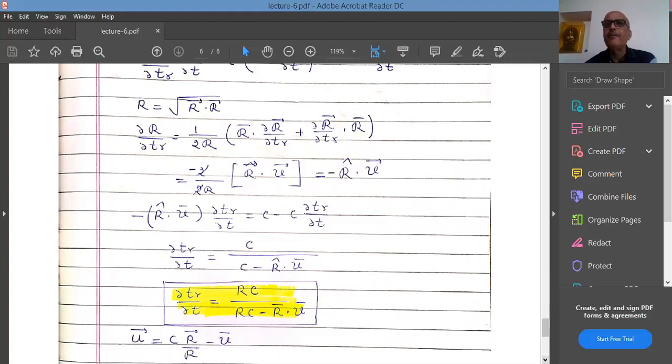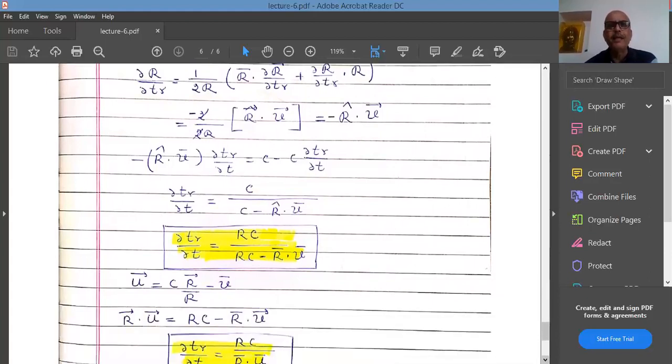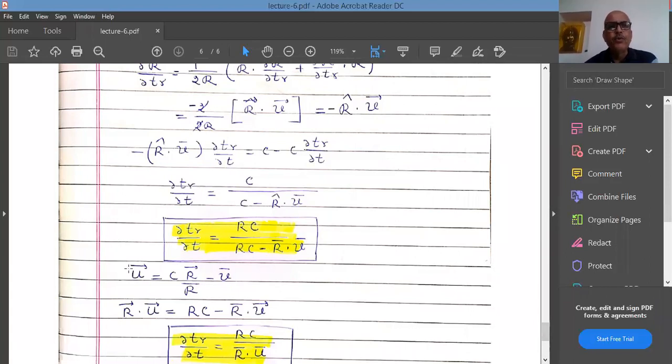Now let us define a vector u. This will also come in the next lecture. We will define a vector u. u is c R cap minus v, where R cap is R over R. If we define this u and take the dot product of R with u, you see R dot R becomes R square divided by R, which will make us R. So we have Rc. It's a scalar quantity because the dot product is a scalar quantity. And this is R dot v. So Rc minus R dot v in terms of u can be written as R dot u also.